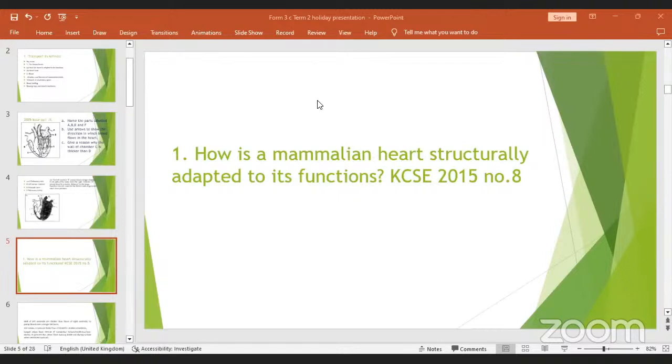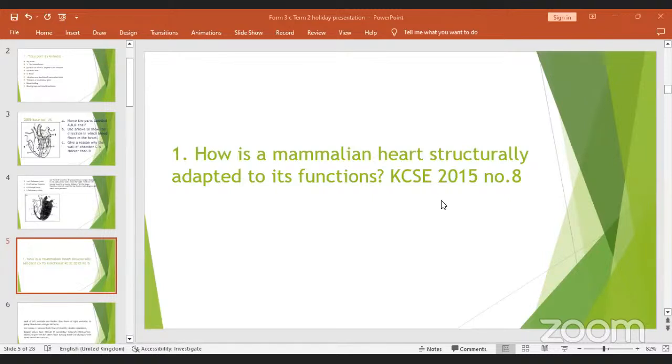Now, how is the mammalian heart structurally adapted to its functions? I just want to get a few responses from you. So I want to see hands up. And we move a bit faster because we have a couple of things to cover, and we're moving from the simpler to the complex. Okay, how is the mammalian heart structurally adapted to its functions? I am not seeing hands. Nelson?